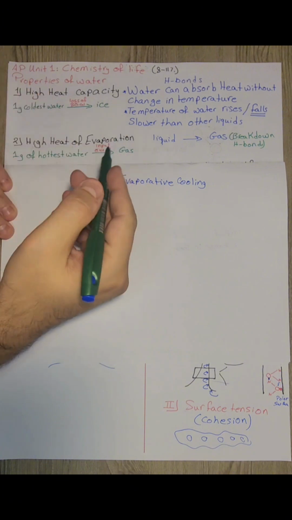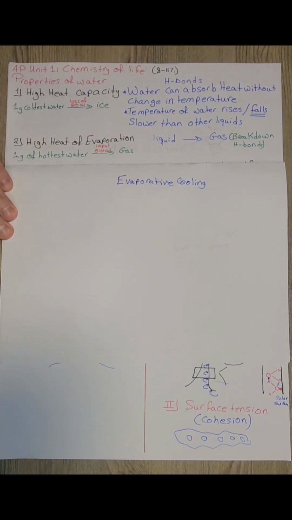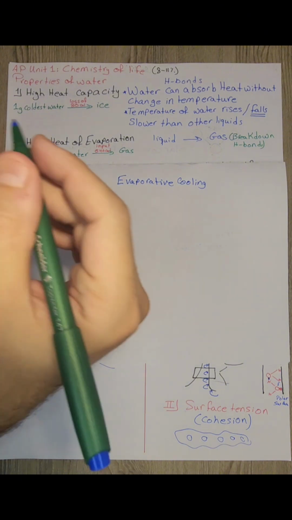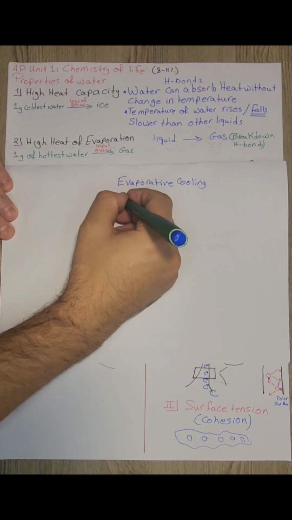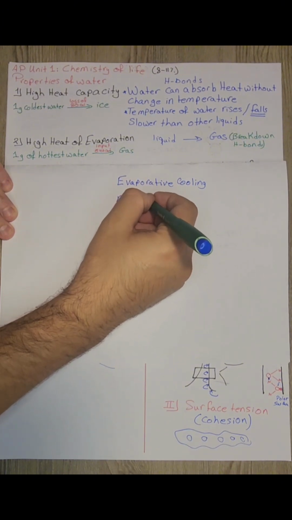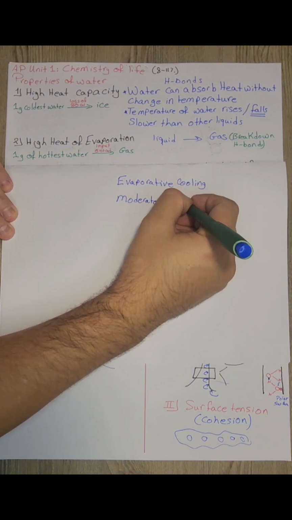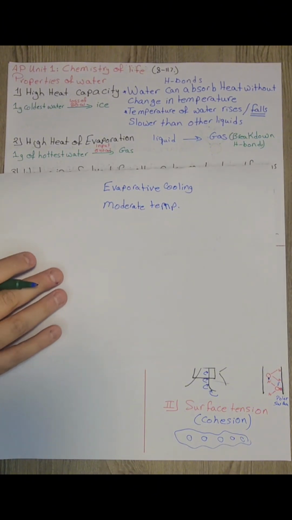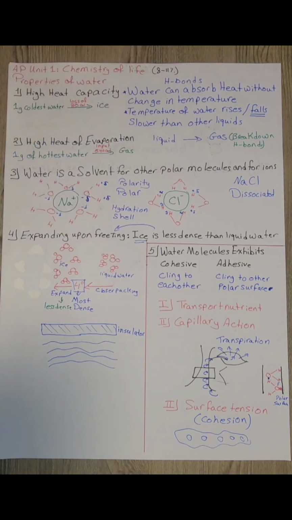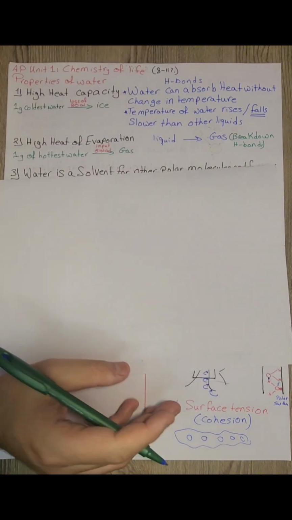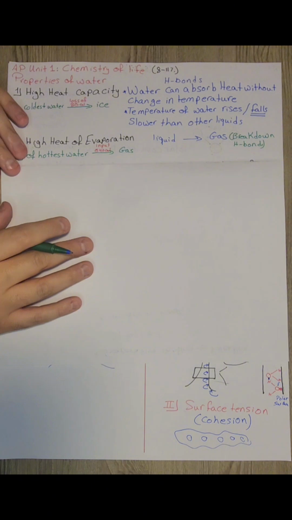But there is another importance for the high heat of evaporation of water, which is maintaining a moderate temperature in coastal areas. Thanks to the high heat of evaporation for making the coastal areas moderate compared to the inner areas.